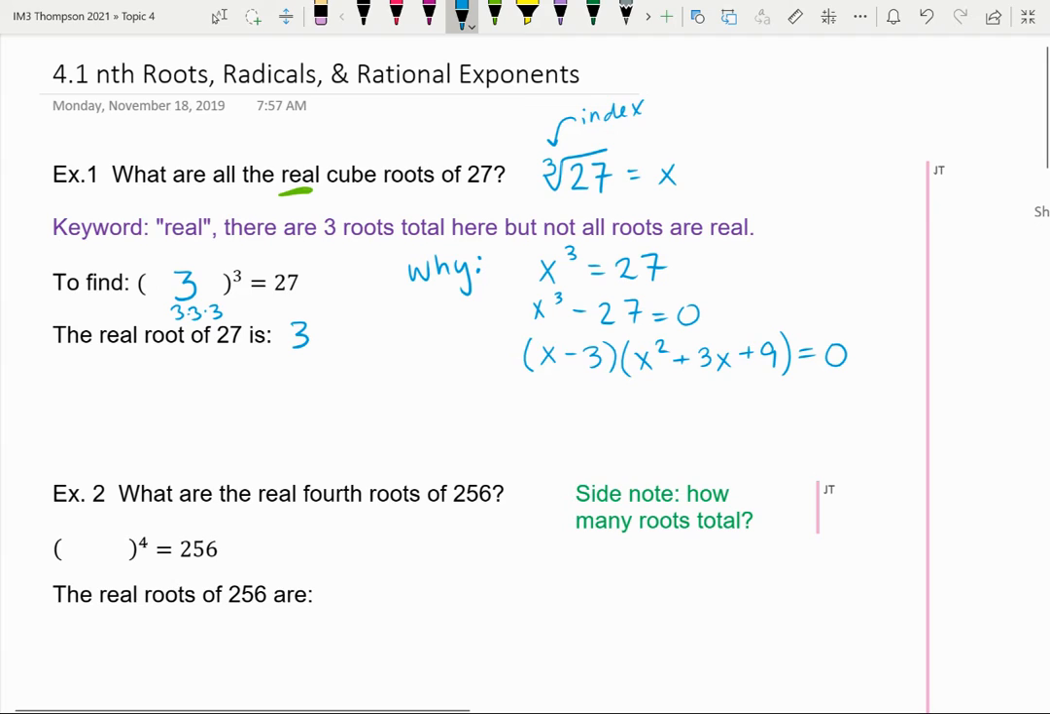Now, similar to what we've done in previous section, when I have a factor times a factor is equal to 0, then either one of these can be 0. Set each factor equal to 0. Now, I'm not going to go through the whole process, but x minus 3 is going to give me a real root. I can set x minus 3 equal to 0. Add 3 to both sides, I get x is 3. Good. That's the one we already found.